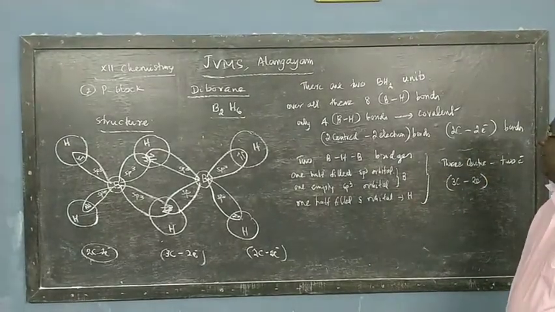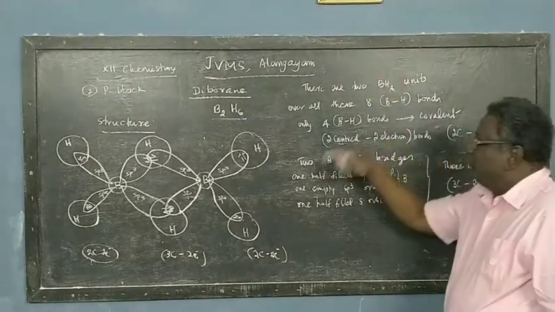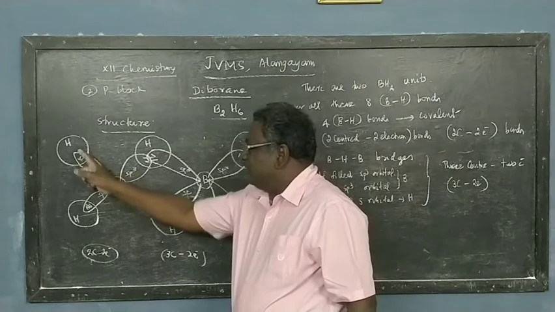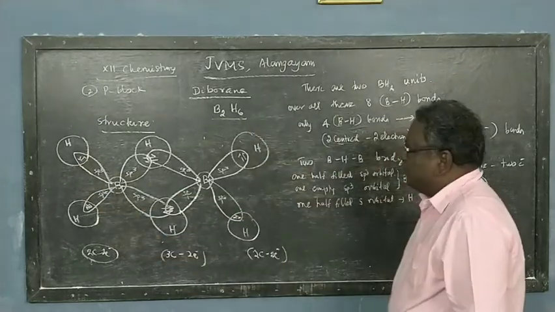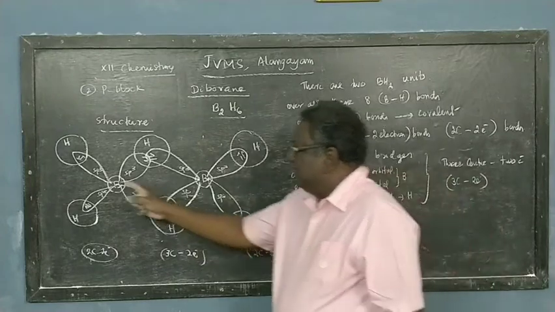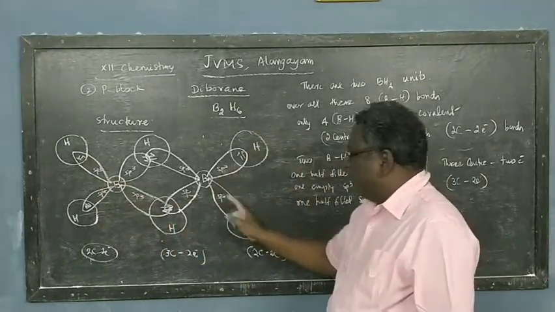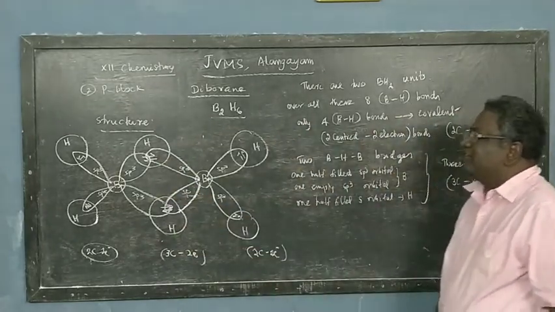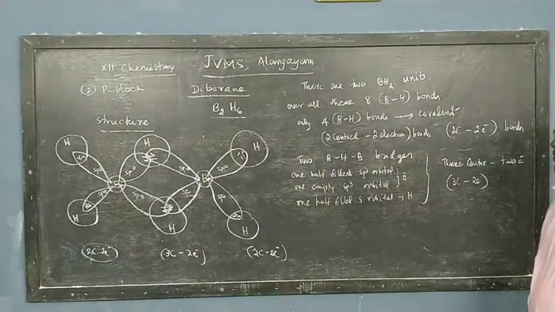So diborane will have BH2 units here and here, and there are BH, BH, BH, BH. These 4 bonds are perfect covalent bonds, and these 2 are the bridges. So you have to make a note of this.